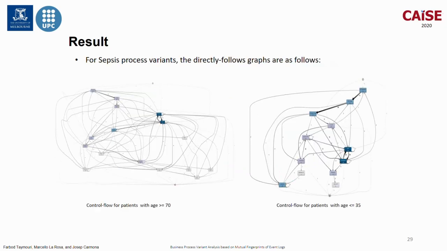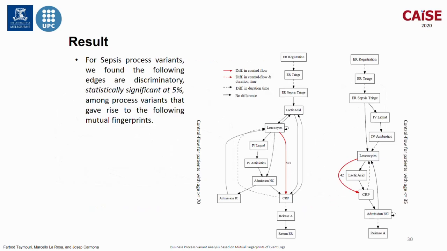For the sepsis event log, the following shows the directly follows graph for each variant. Again, there is no clear pattern from the beginning to the end of each process that can distinguish these variants. For these variants, the approach in this work found 1 arc that distinguished process variant control flow. In this case, although the discovered mutual fingerprints are similar, one sees a clear difference between the control flows, i.e. control flow for patients with sepsis disease 35 or younger is statistically different from the same patients who are 70 or older.